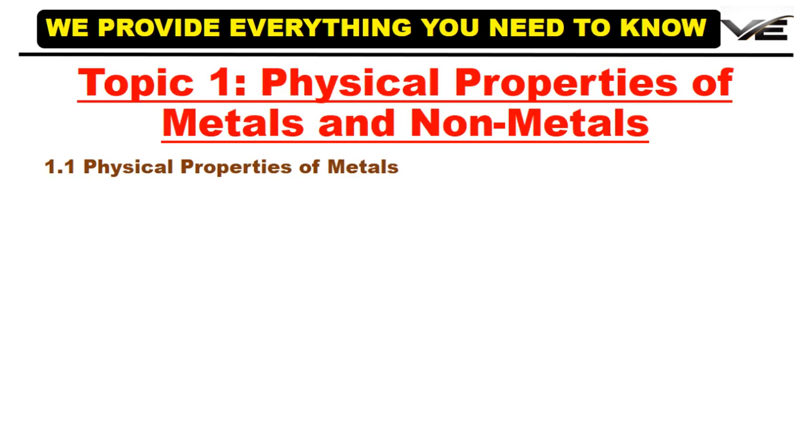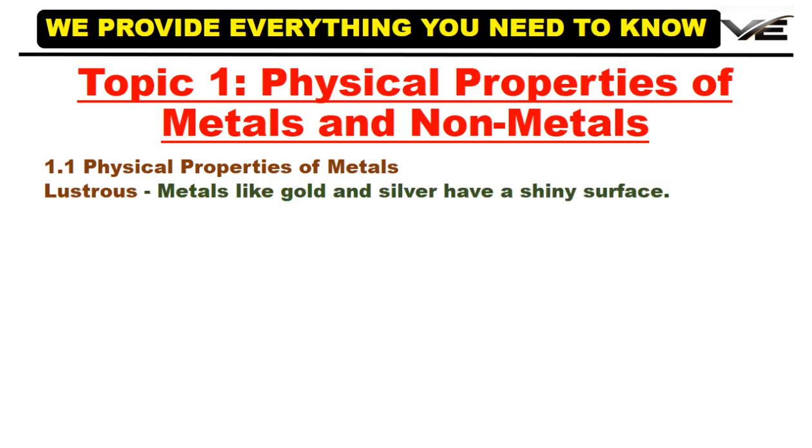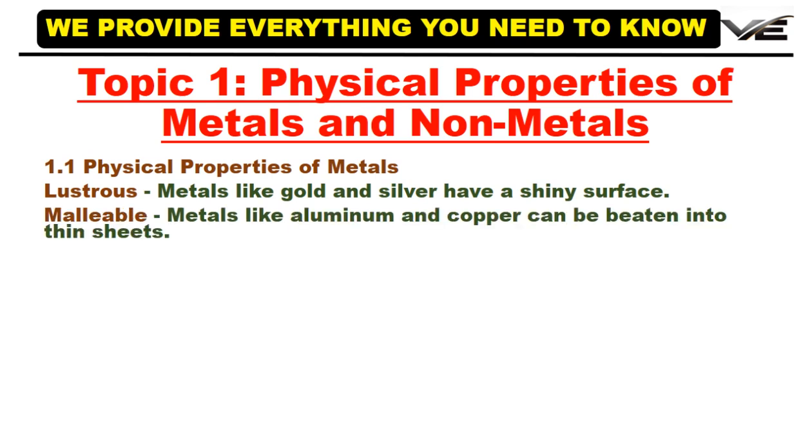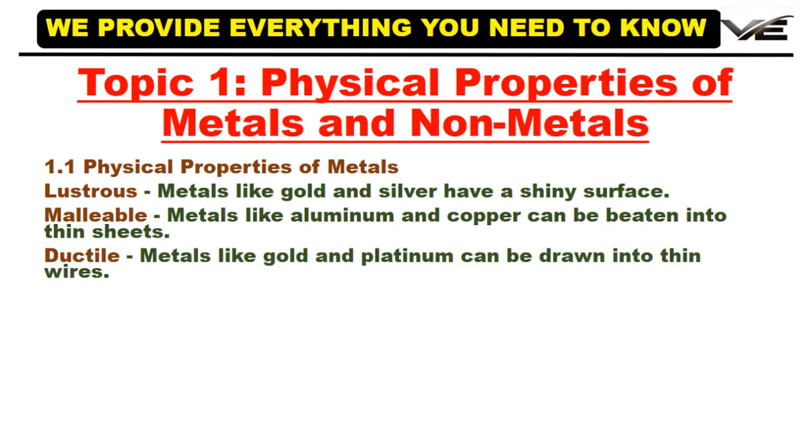Physical properties of metals and nonmetals. Physical properties of metals. Lustrous. Metals like gold and silver have a shiny surface. Malleable. Metals like aluminum and copper can be beaten into thin sheets. Ductile. Metals like gold and platinum can be drawn into thin wires.